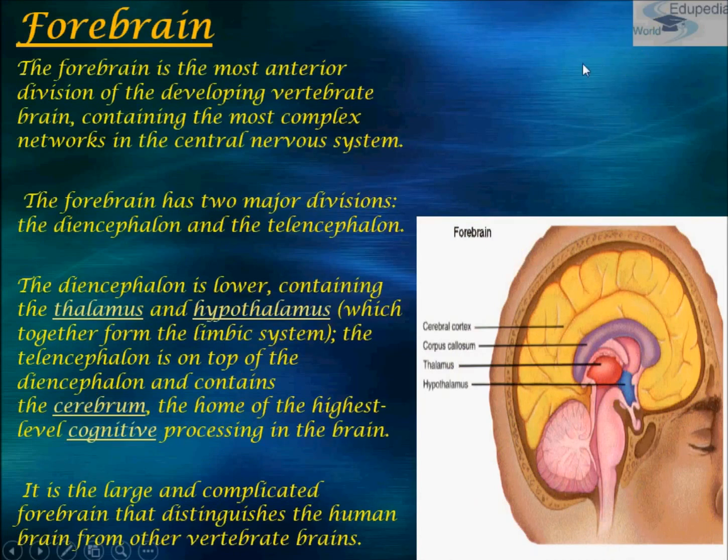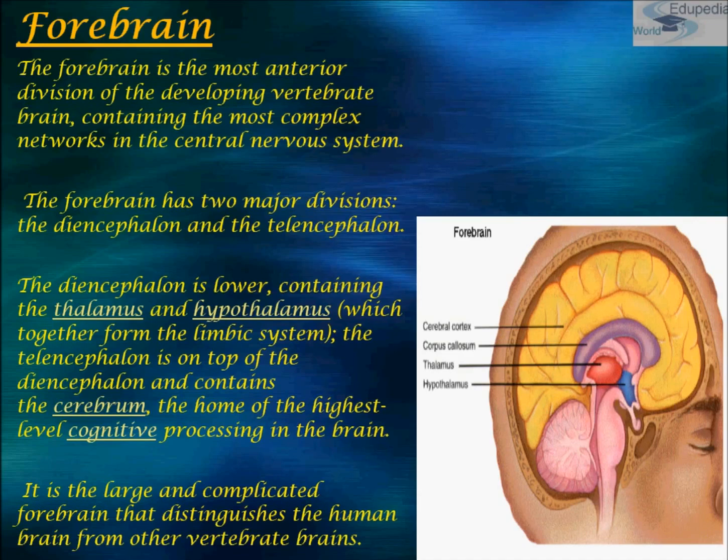Now let's study forebrain first. Forebrain is the most anterior division of the developing vertebrate brain that contains the most complex network in the central nervous system. Forebrain is considered the highest region of the brain because it essentially differentiates us humans from the rest of the animal kingdom. This region is involved in processing complex information.